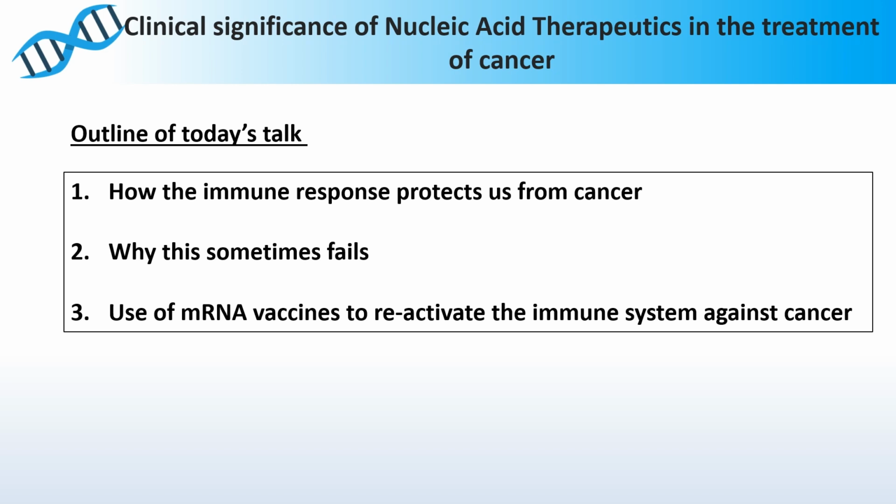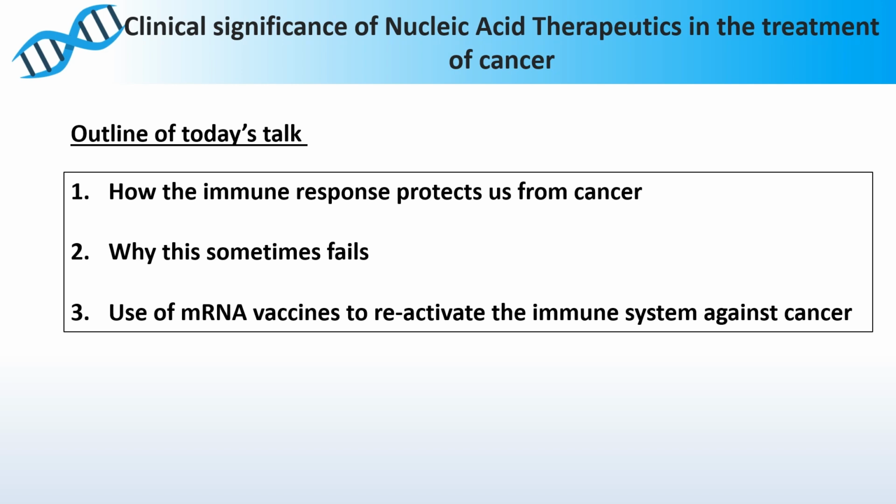Then we talk about what goes wrong with this and why the immune response arrives at a point where it can't effectively eradicate tumors. And then finally, we learn about how understanding this has allowed us to use mRNA to reactivate the immune system against tumor cells.